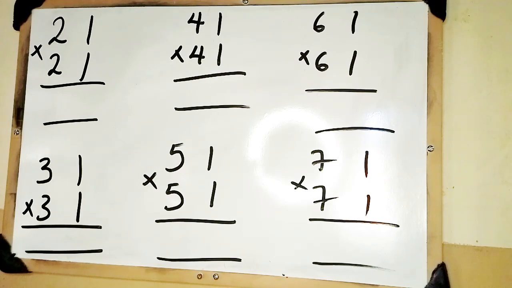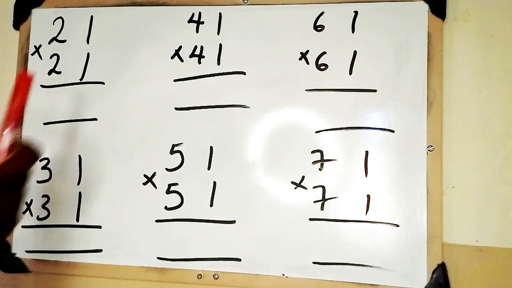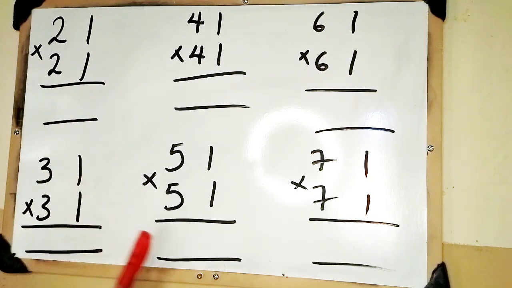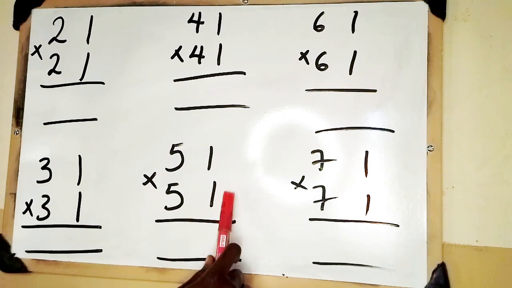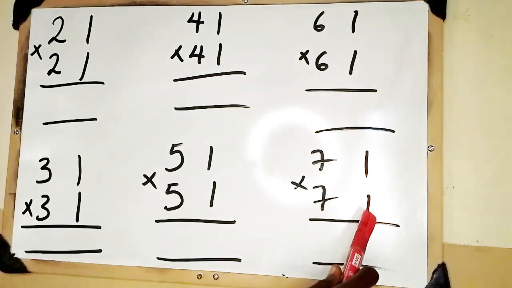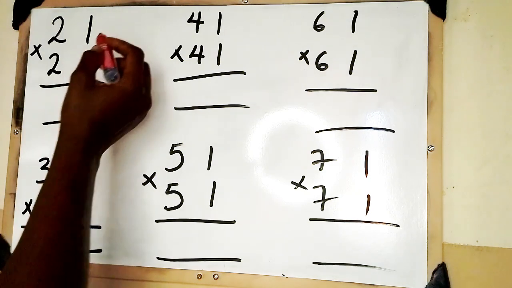Today we are going to be learning how to multiply a two-digit number ending in 1. Examples of such numbers are 21, 31, 41, 51, 61 and 71, multiplying themselves. Now, if we were to multiply a number such as 21, here is a trick that we can do.